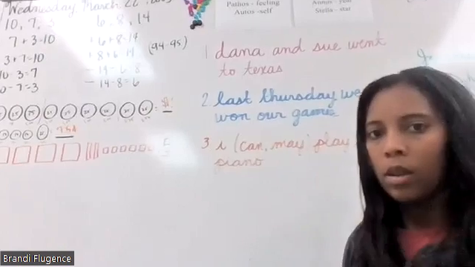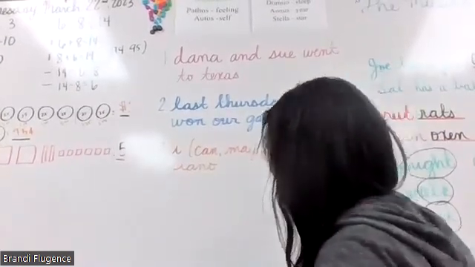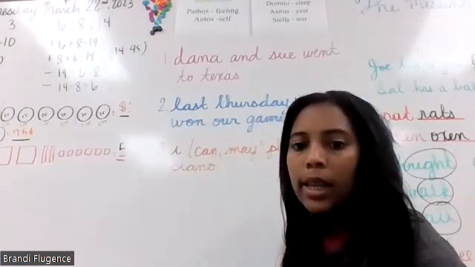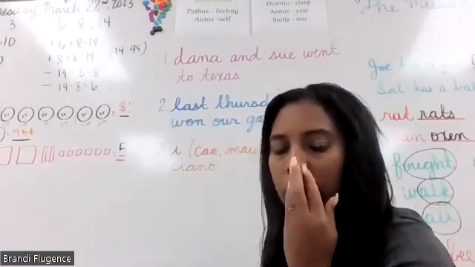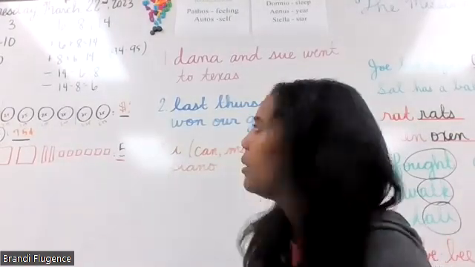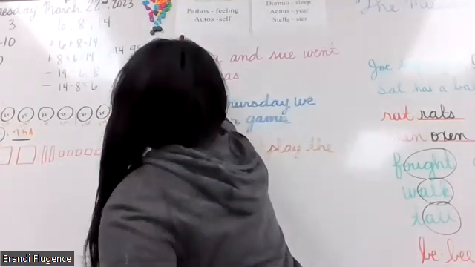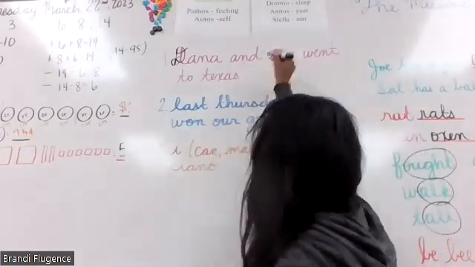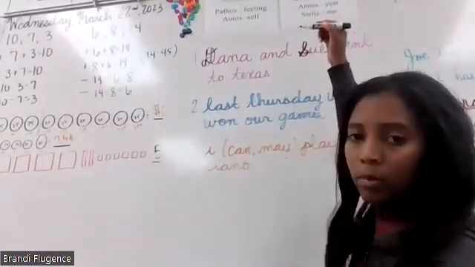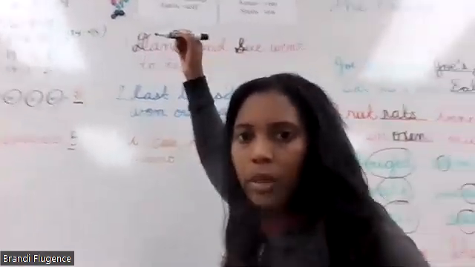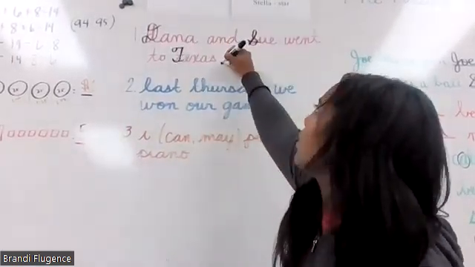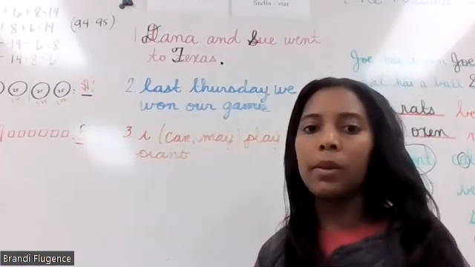All right, so Dana and Sue went to Texas. How would I write this sentence the correct way, Asa? Capitalize the D in Dana. Capitalize the S in Sue. Capitalize the T in Texas. And how do I finish it? With a period. Good. That's how we should have written this one correct.